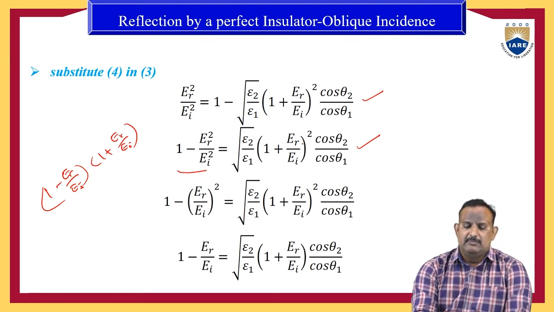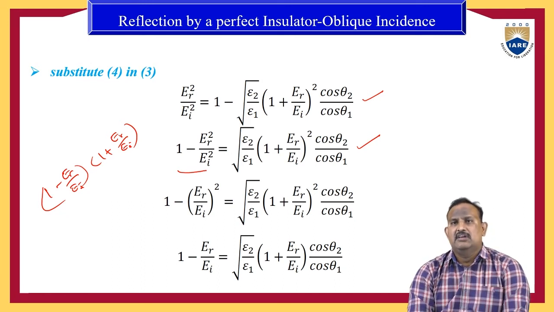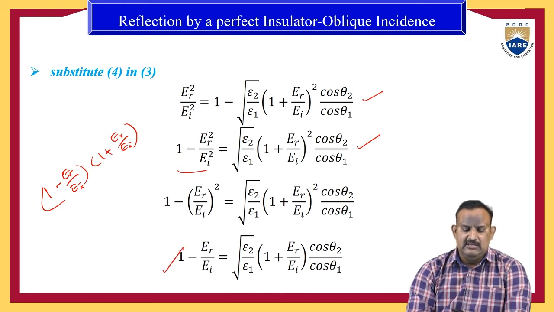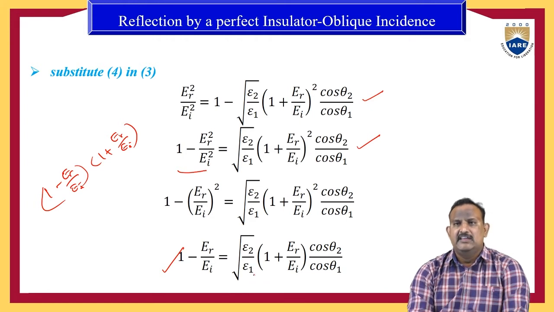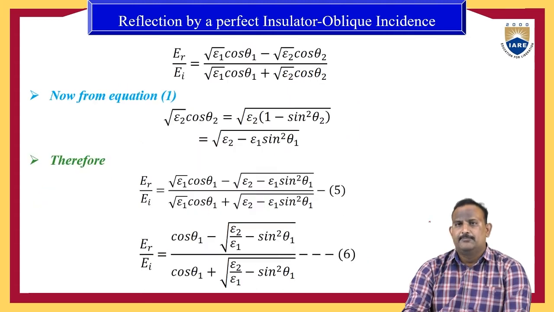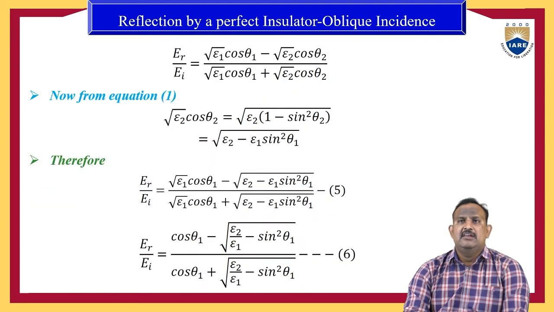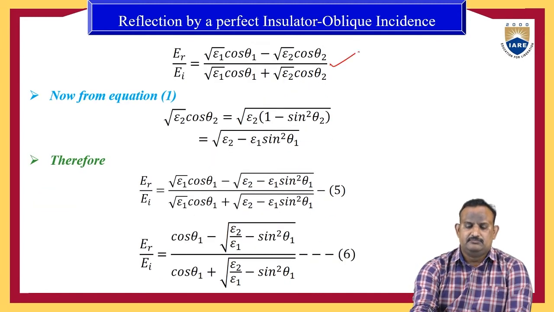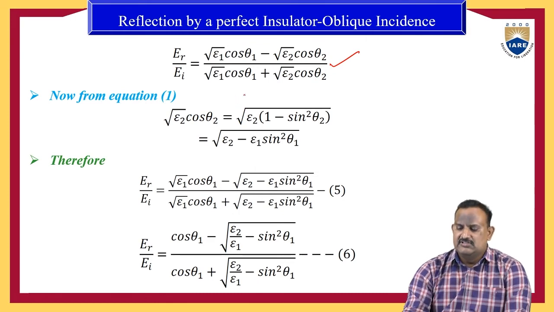Here we can cancel the 1 plus ER by EI on both sides. Therefore, after cancellation, we have 1 minus ER by EI is equal to root of epsilon 2 by epsilon 1 into 1 plus ER by EI into cos theta 2 by cos theta 1. Now, if you simplify the equation and find the expression for ER by EI, it is root epsilon 1 cos theta 1 minus root epsilon 2 cos theta 2 by root epsilon 1 cos theta 1 plus root epsilon 2 cos theta 2. Now, from equation 1, what is equation 1?